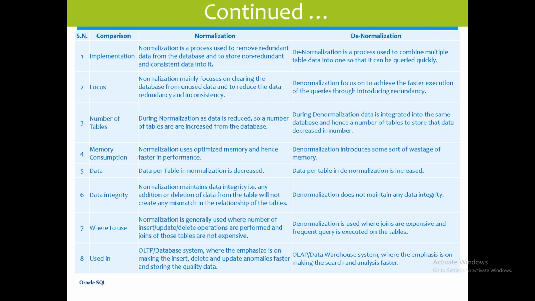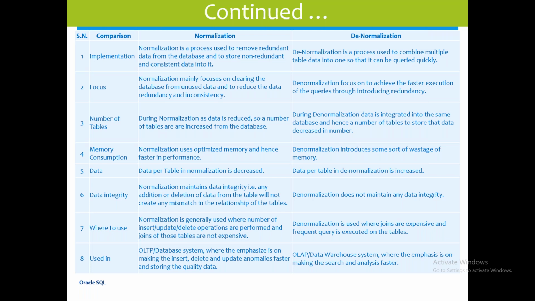Next point is focus. Normalization mainly focuses on clearing the database of unused data and reducing data redundancy and inconsistency. So the main objective here is how redundancy and inconsistency will be reduced, and how unused data can be removed. In denormalization, the main intention is to keep everything in one place, so there is no need to search in 10 places. We can get everything from that one place. For those who are looking for that, denormalization is useful.